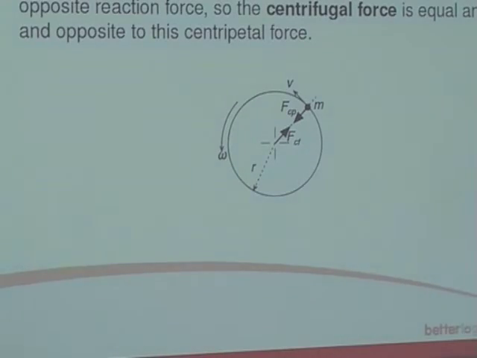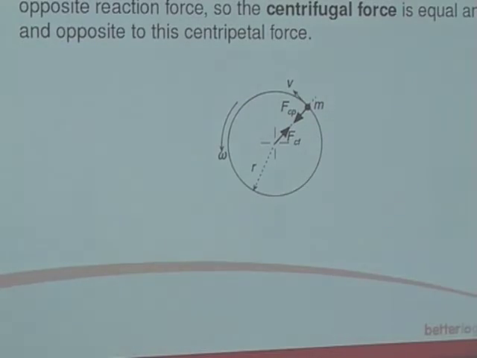And that's the force you feel when you're going around a corner in the car. The car is applying a centripetal force to your side, keeping you going round that corner, and you're applying an equal but opposite force to the car, which you can feel as the side of the seat. That is the centrifugal force. So they're equal and opposite to each other.